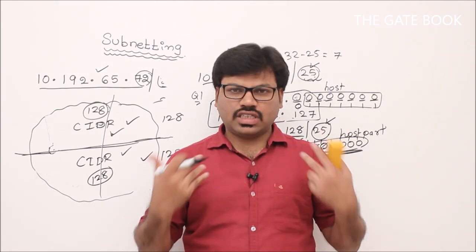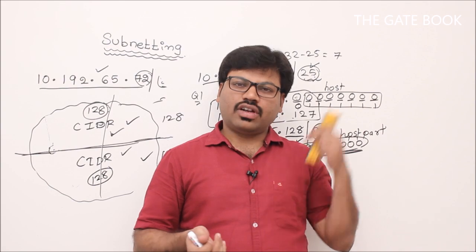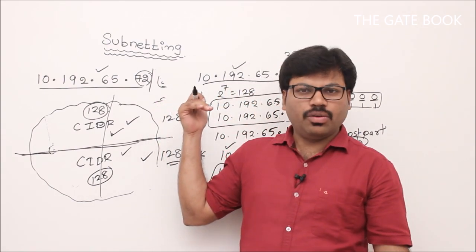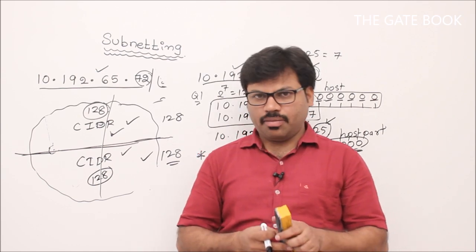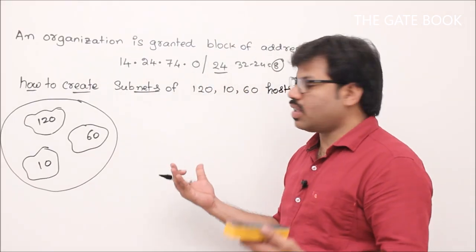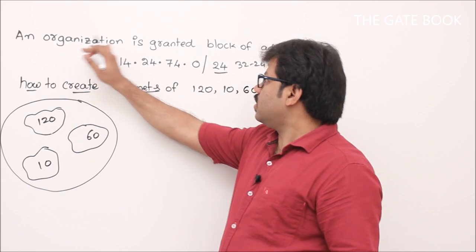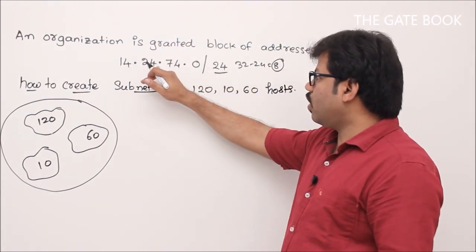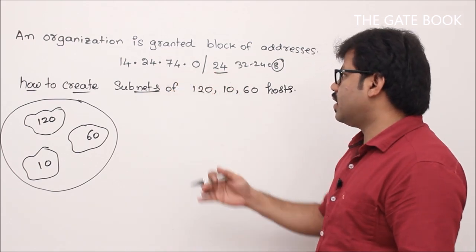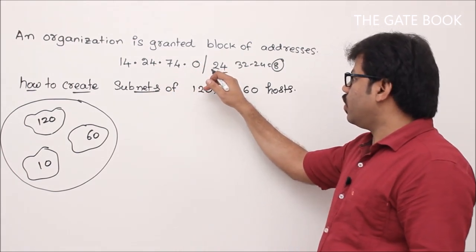In that way, if you have such a requirement, how to divide, how to fix the network part, we will see. How to create addresses, we will see. Okay. Now we'll see one example and we try to do subnetting. An organization is granted a block of addresses, 14.24.74.0 is the representation for that, and /24.